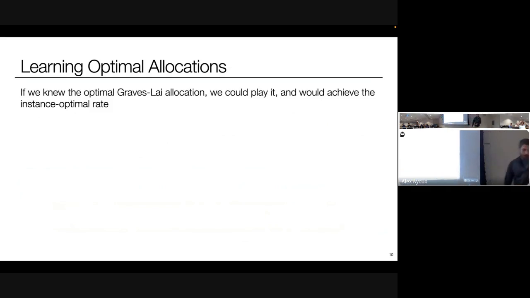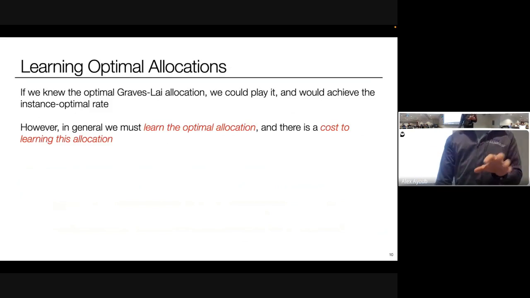So in this example, again, if we knew the Graves and Lai allocation, we could just play it. If somebody told us the identity of the informative arm, we could just play it and it would be instance optimal, right? But we need to learn this optimal allocation. We need to learn what this informative arm is. And there's going to be some cost to learning this allocation.